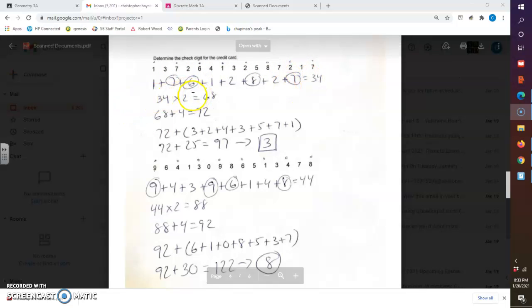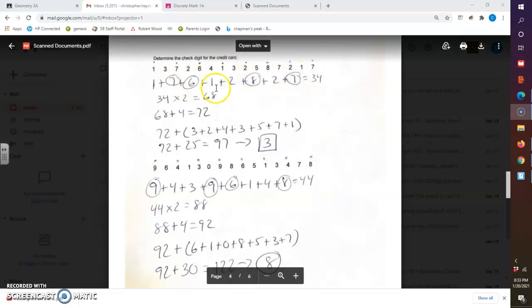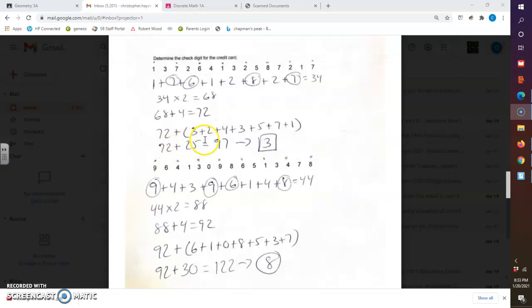Double it to 68. How many of those numbers we just added are 5 or bigger? 7, 6, 8, and 7. There's 4 of them. So 68 plus 4 is 72. And then I add the even spotted. 3, 2, 4, 3, 5, 7, 1. That total is 25. 72 and 25 is 97. My check digit is the next multiple of 10, which is 3.